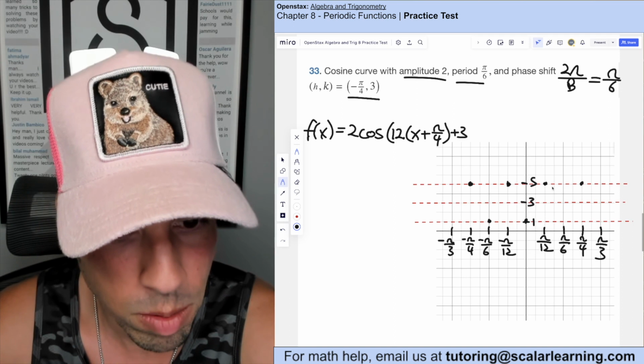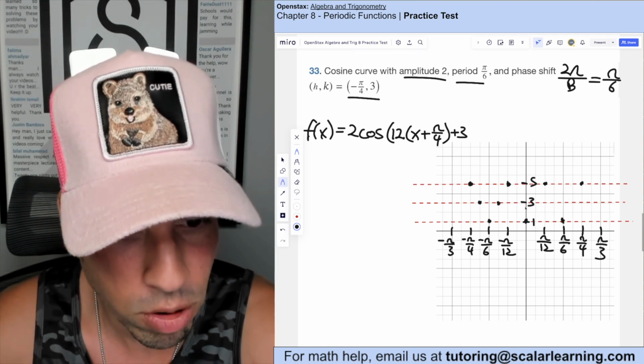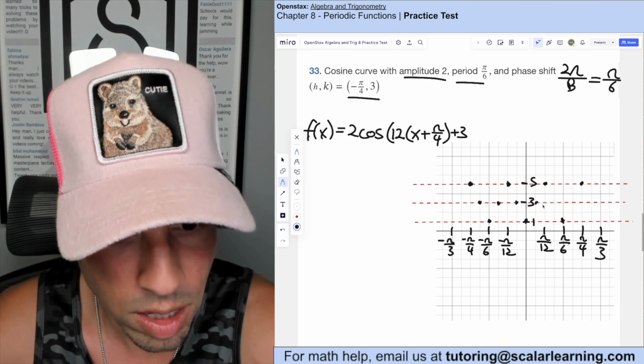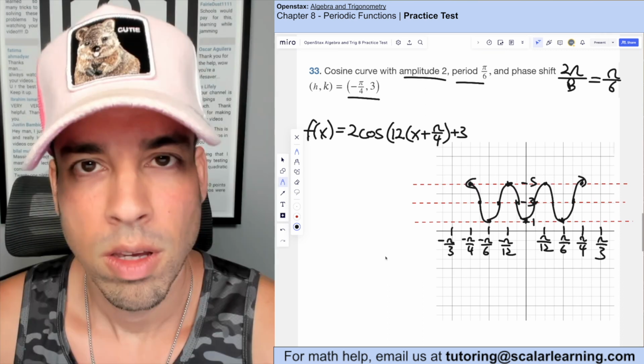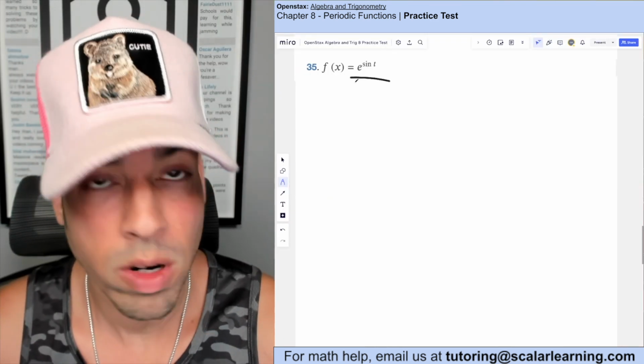I'm going to the minimum, and I'm going to the minimum. And then in between the max and min, I'm hitting that midline perfectly in the middle, right? So we've got these points. Now let's connect the dots, and that's how you do it. Boom, done.